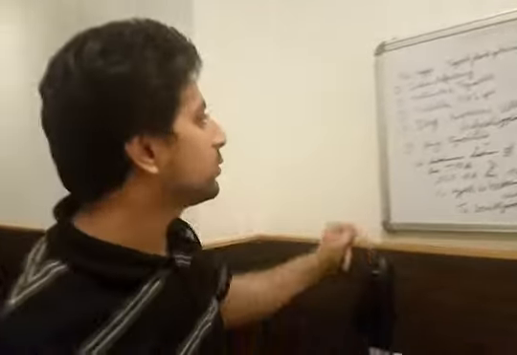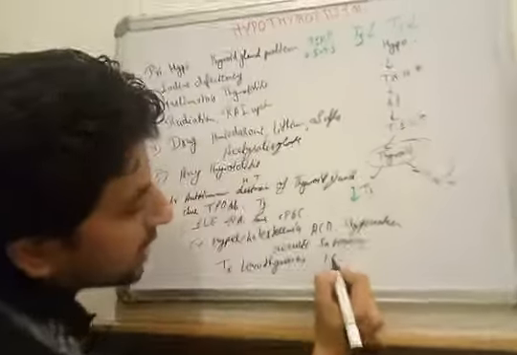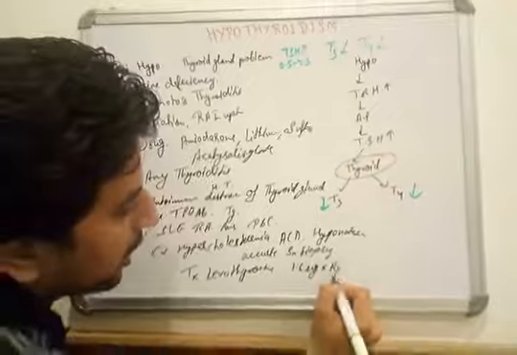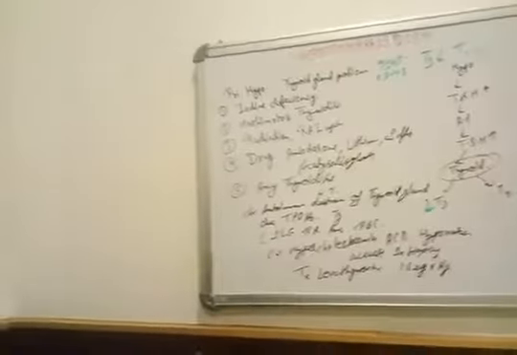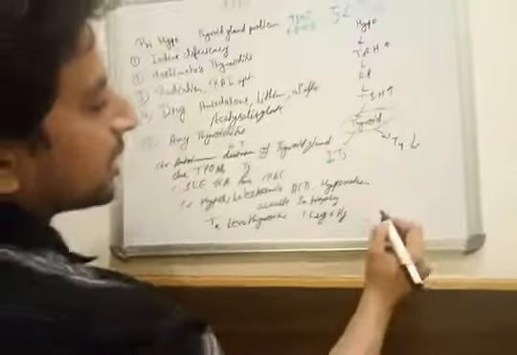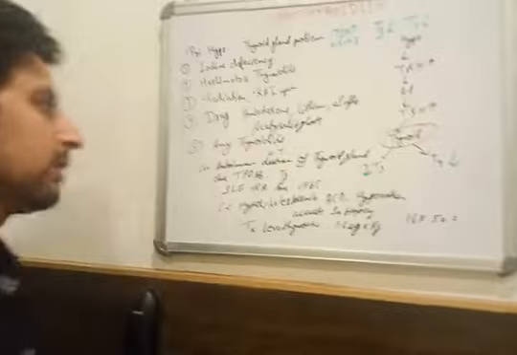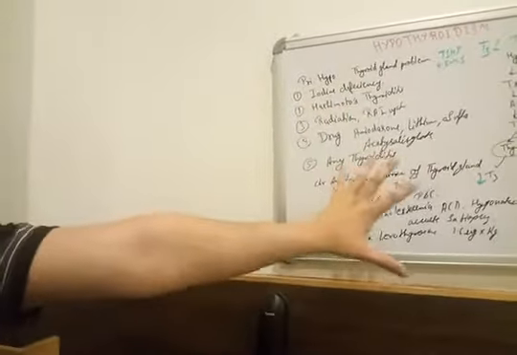I think you do not need these doses, but I am going to tell you: 1.6 microgram per kilogram body weight. So see, if the patient's weight is nearly 50 kg, then 1.6 into 50, and that is the microgram dose we need to give. This is for primary hypothyroidism.